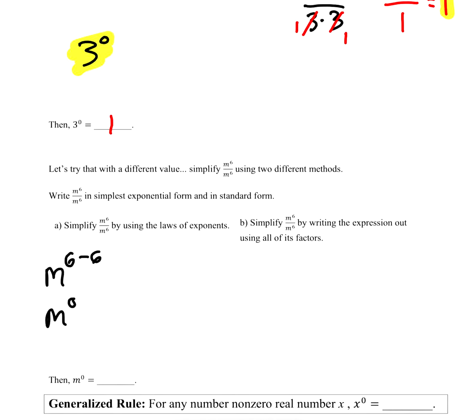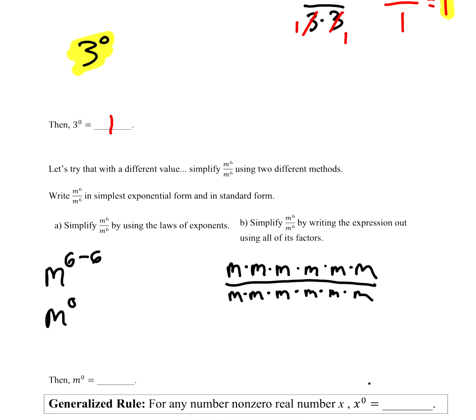Alright, so now let's write it out using all of its factors, so that would be m times m. We're multiplying 6 m's on the top over the same thing on the bottom. Okay, so now let's cancel, just like we did with the 3's. So these m's cancel to 1 and 1, because the same thing divided by the same thing is always 1. And we can keep doing that all the way down the row.